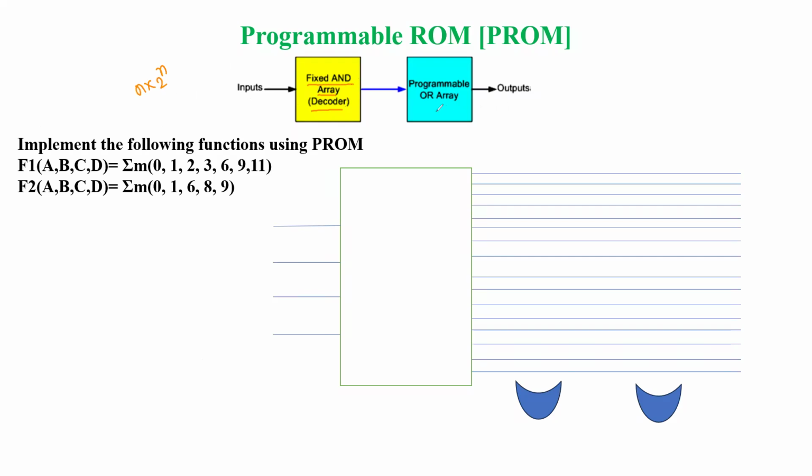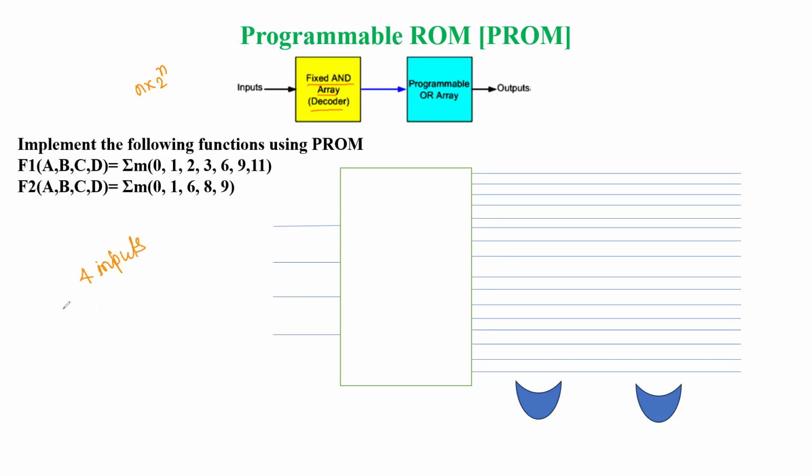The second block diagram is about the programmable OR array. Now we are going to take one function, f1, and another function, f2. Here we have four variables, A, B, C, and D, and the minterms are given for the corresponding functions. This can be designed either with the help of an AND array or with the help of a decoder. It's easy to design with the help of a decoder, since here we have four inputs.